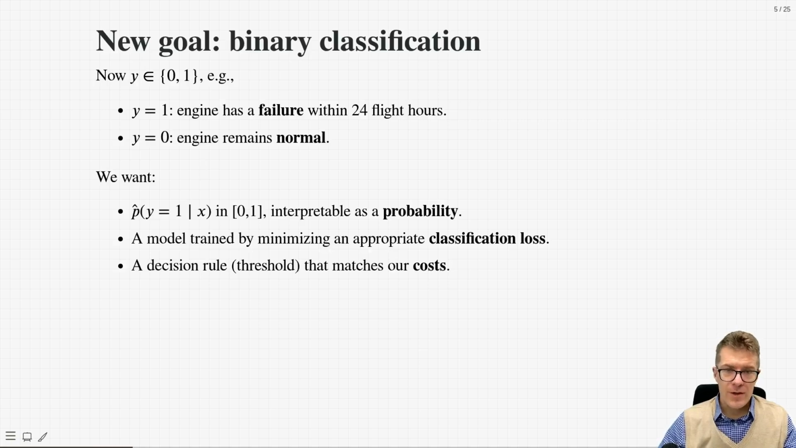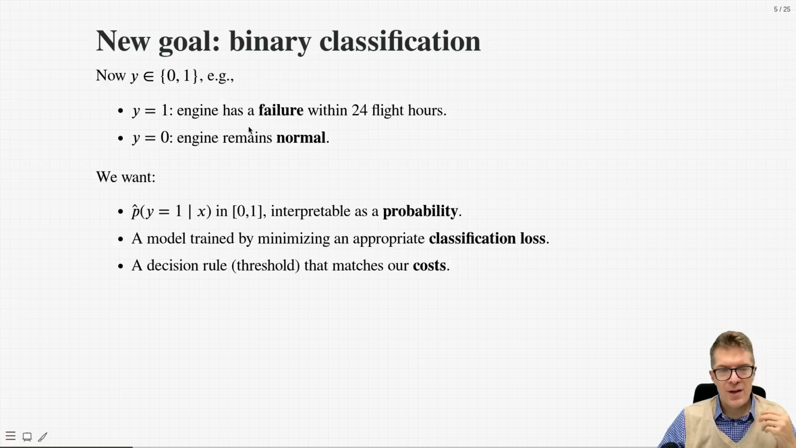So our new goal is to go from regression, estimating something on a continuum, to doing classification, so estimating a nominal category. In this case, we're going to assume our category only has two possible values, 0 or 1, which basically is the same thing as true or false. So let's have an example. We're going to come back to this example several times.